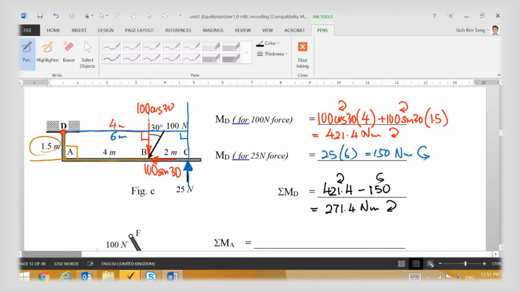Do look through the minute difference in example B and C, and make sure you understand them. This is all for this recording.